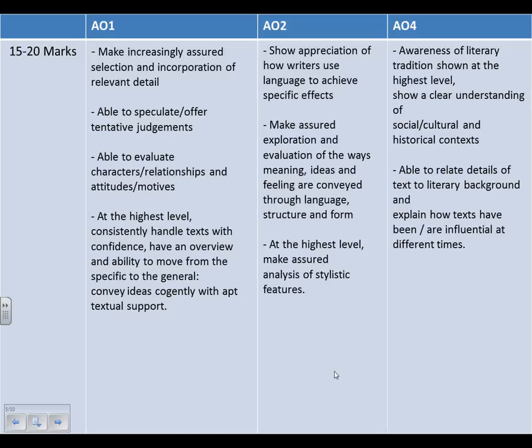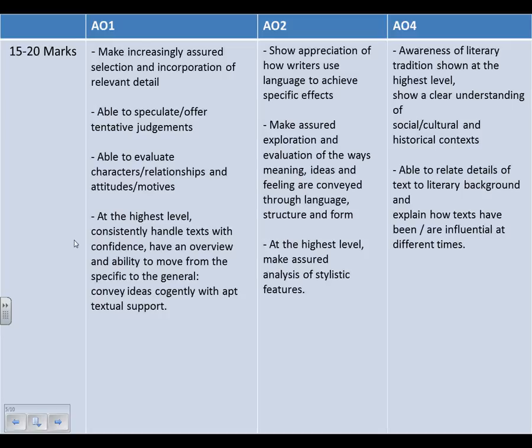You need to be able to speculate as well, which means you need to be able to say, it could show us this, it might also mean that. That leads in nicely to alternative interpretations. And you also need to be able, at the highest level, as we can see here, to handle a text with confidence.